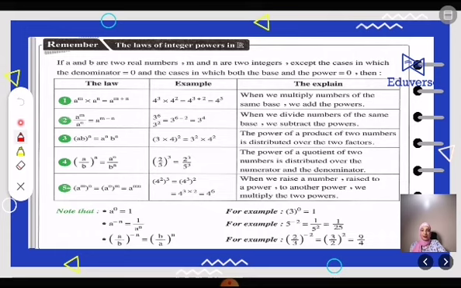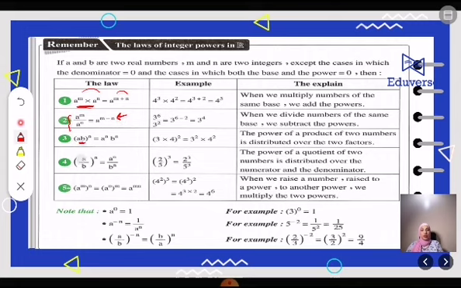Let's study the second unit here, the laws of integer power in R. You already studied the powers in the previous year, in grade 6 and grade 7. Then you of course remember that in multiplying two numbers with the same base, we should add the power. It will be a to the power m plus n. If we are dividing them, then we have to subtract the power.